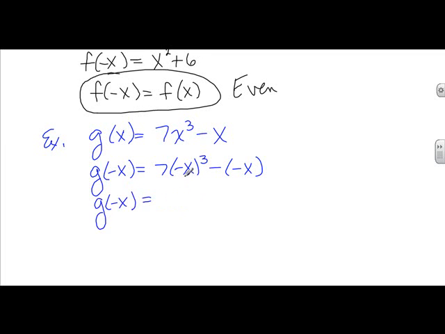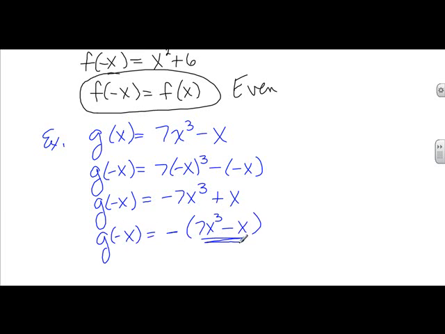If you multiply negative x times itself 3 times, you're going to get the opposite of x cubed. So that first term becomes negative x cubed. Negative times negative is a positive x there at the second term. And then if we factor out a minus 1, that would give us positive 7x cubed minus x.